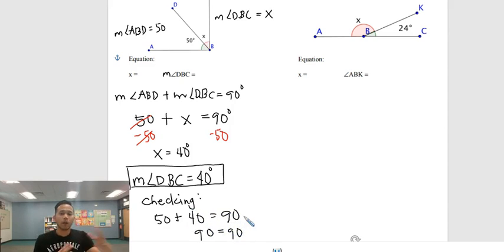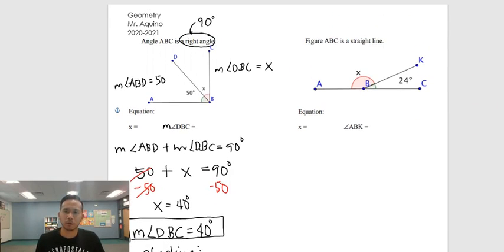So you go back. So is my final answer correct? So you go back to the problem. When I go back to the problem, it says there that the measurement of both angles is equivalent to 90 degrees because it's a right angle. Therefore, the value of x and the measurement of DBC is equal to 40 degrees. Okay? All right, next problem.